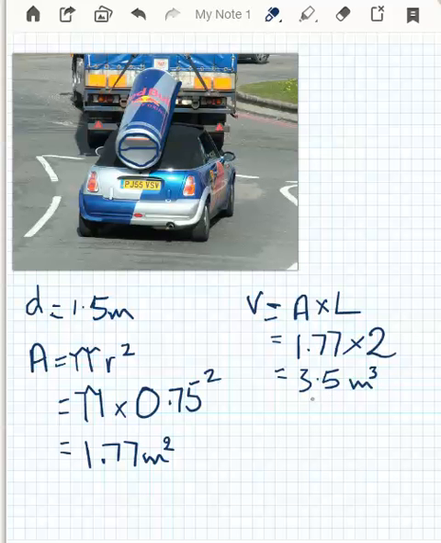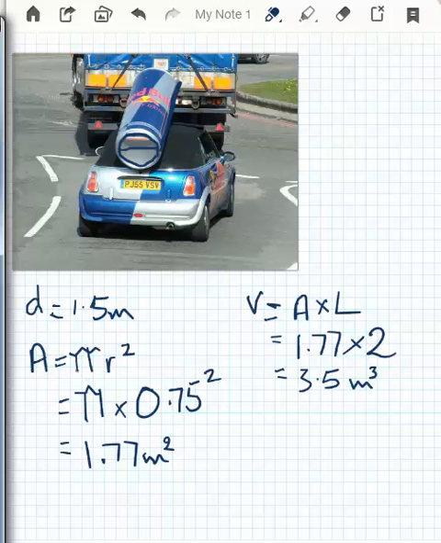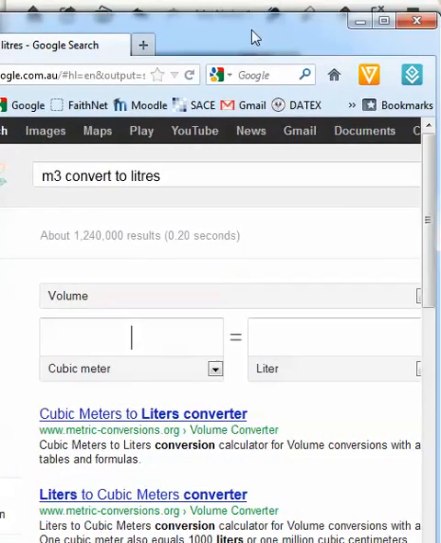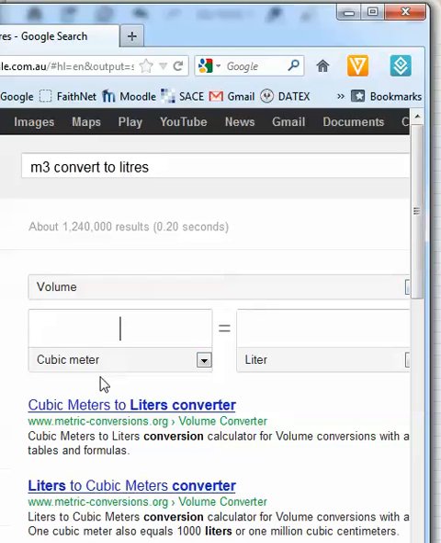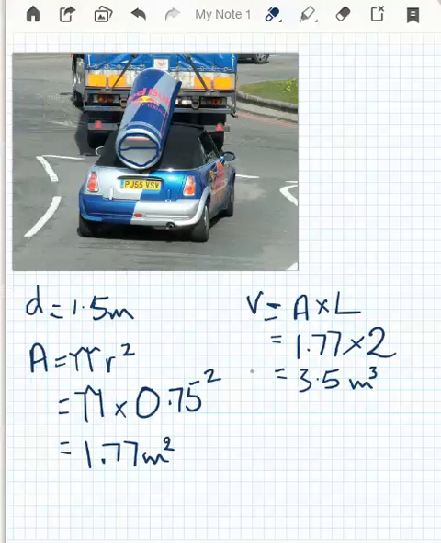Now we want to convert 3.5 meters cubed to liters. The easiest way to do that, if you don't know, is to grab a program like this one that I've found online, and we're going to change 3.5 cubic meters to 3,500 liters. Now you imagine drinking 3,500 liters of Red Bull. It's a pretty scary proposition, isn't it? 3,500 liters. Yikes.